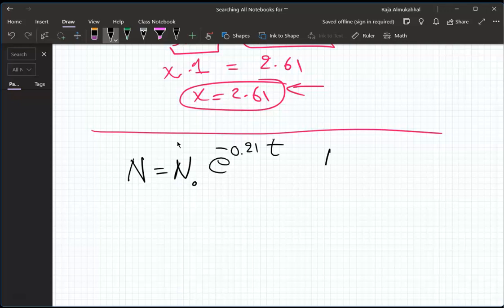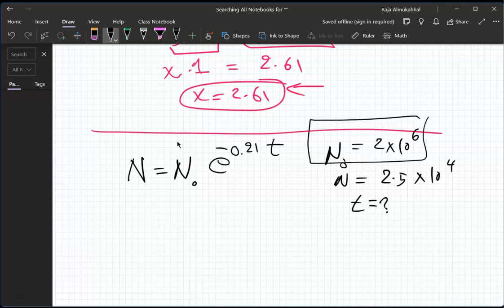If you don't understand what that means, it's okay. Just see it as a math equation. Suppose N naught is equal to 2 times 10 to the 6, and N is equal to, let's say, 2.5 times 10 to the 4th. And what is the time? What that means is the following. Let me elaborate a little bit on it. Let's say I have a radioactive sample, and the number of nuclei in that sample is 2 million right there. N naught means initial time.